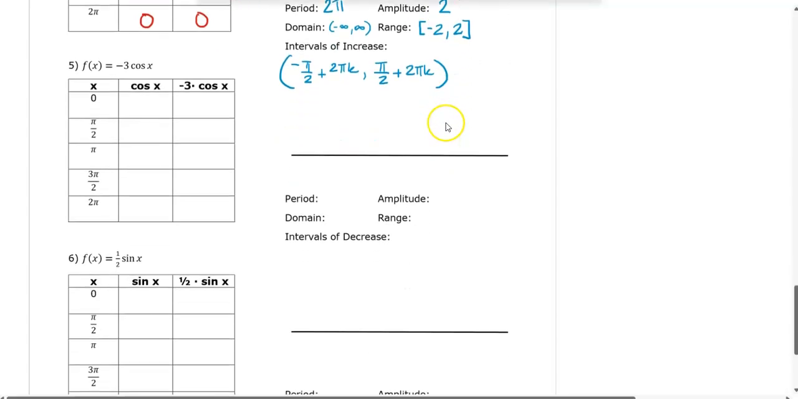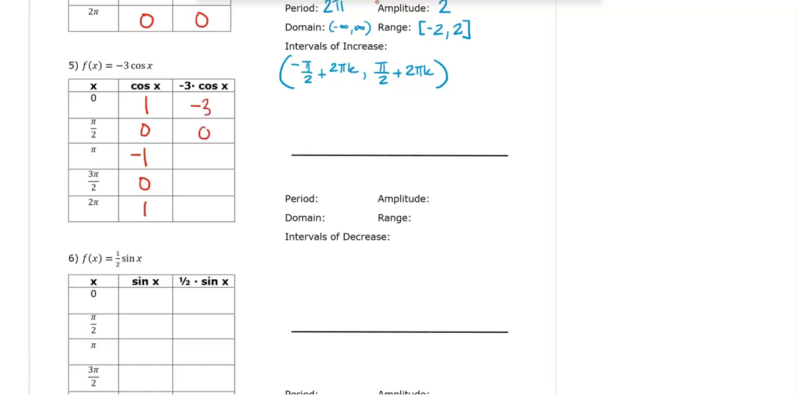All right, let's see what we got right here. So -3 cosine x. Again, let's just do cosine x. Cosine at 0 is 1. Cosine of pi over 2 is going to be 0. Pi is -1. 3 pi over 2, 0, and 2 pi back to 1. So let's do -3 times each one of these. -3 times 1 is -3. -3 times 0 is 0. -3 times -1 would be 3. -3 times 0 is 0, and -3 times 1 is -3.